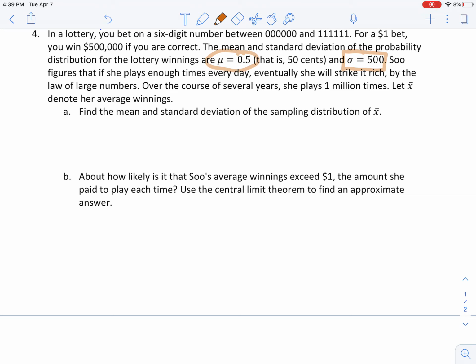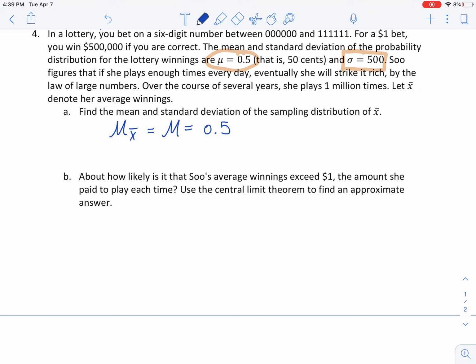Oh gosh, okay. Let X bar denote her average winning. Find the mean and standard deviation of the sampling distribution of X bar. Now, we do know that the mean of the sampling distribution is equal to the mean of the population, which is given to us as 0.5. That is 50 cents.